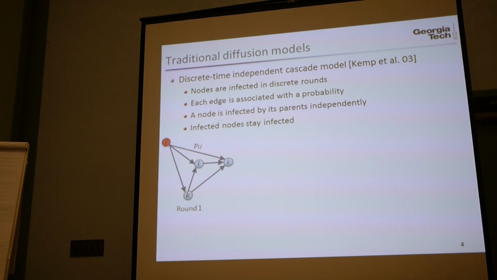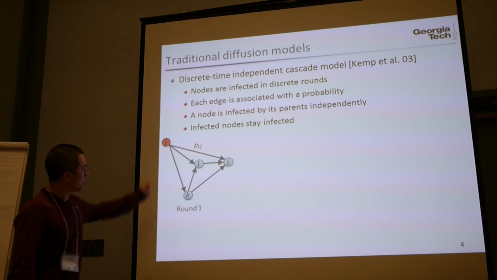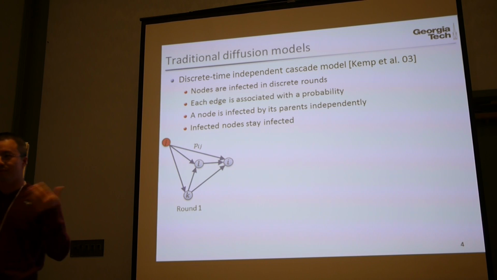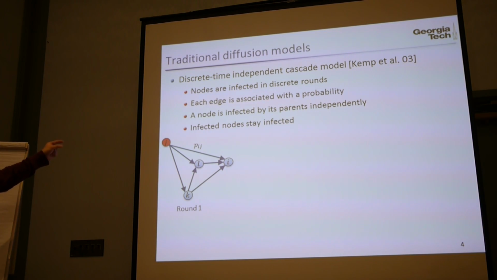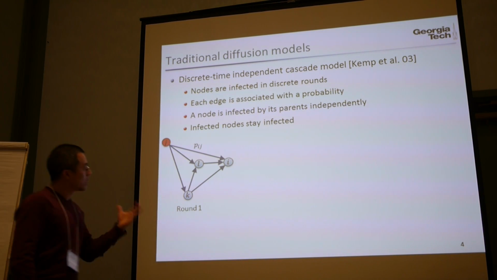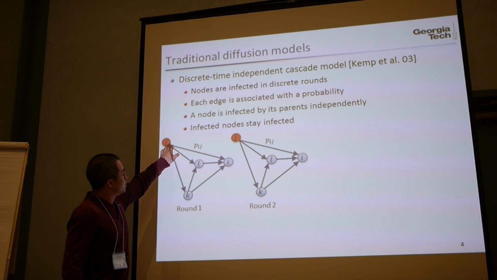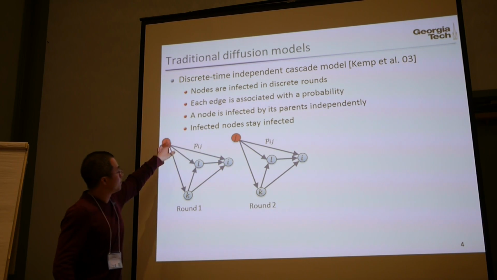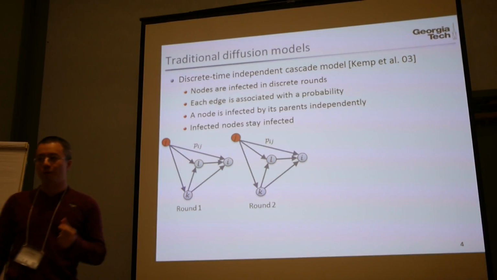Here is just an example of this type of diffusion model, called the discrete-time independent cascade model, originally proposed in David Kempe's 2003 KDD paper. This process is very simple. You have this social network, a directed network, where the information can only spread from the parent to the child. The diffusion process spreads in rounds. In the first round, maybe node J is infected as the source node, and then in the next round, each node is infected by its parent with some fixed probability.